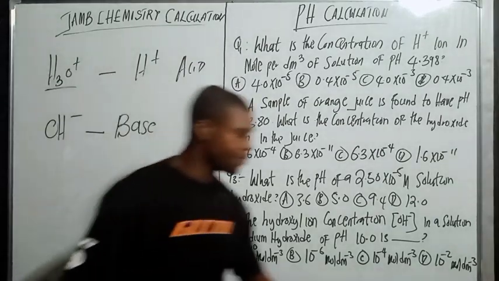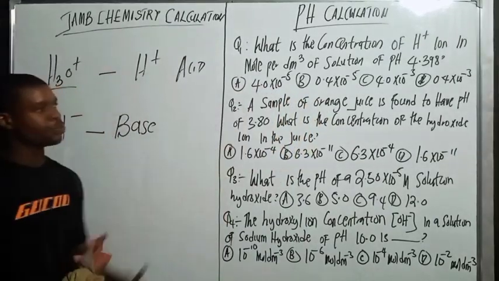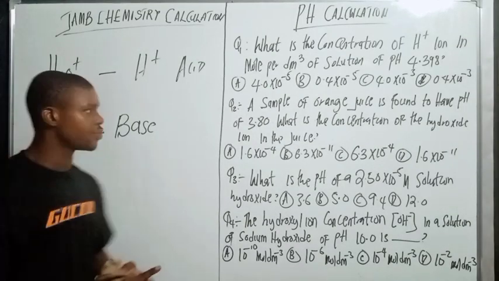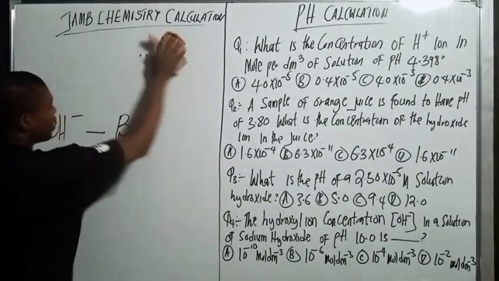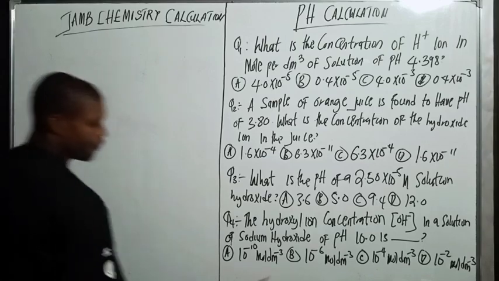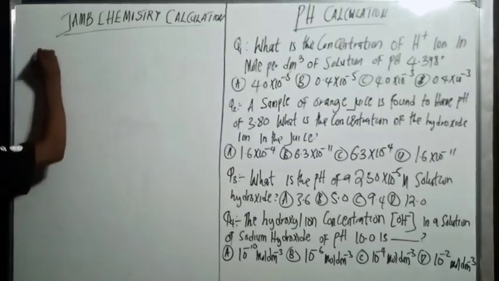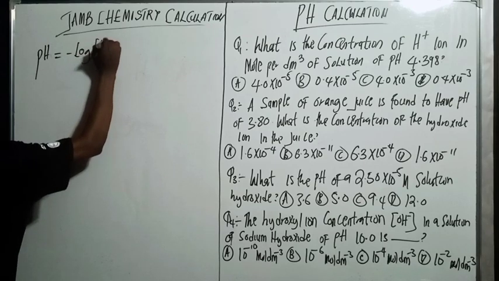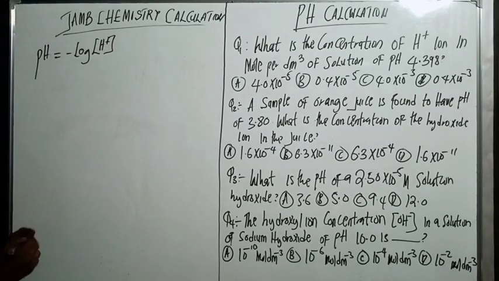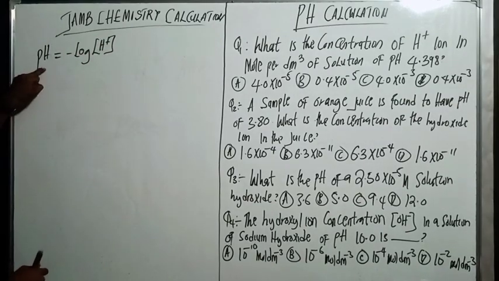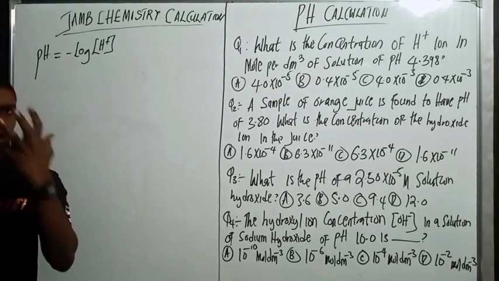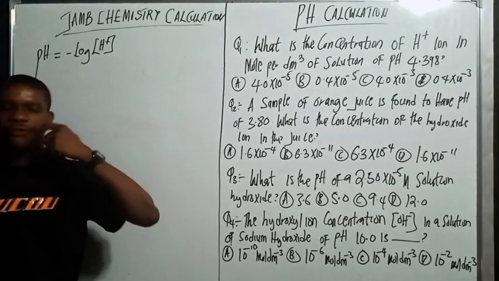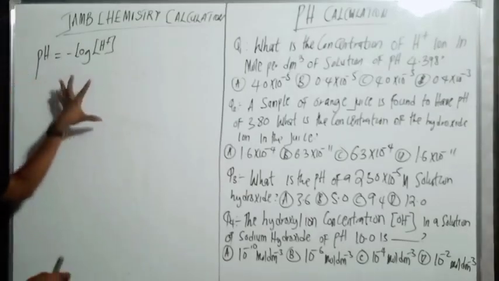Before you can solve these problems, let's look at what formulas you can use to solve pH calculation. So let me give you all the formulas here. The first formula you need to know is pH equals minus log concentration of H plus. This is used when you are asked to calculate the pH of an acid solution, and the concentration of H plus is given to you. So you can use this formula to calculate it.